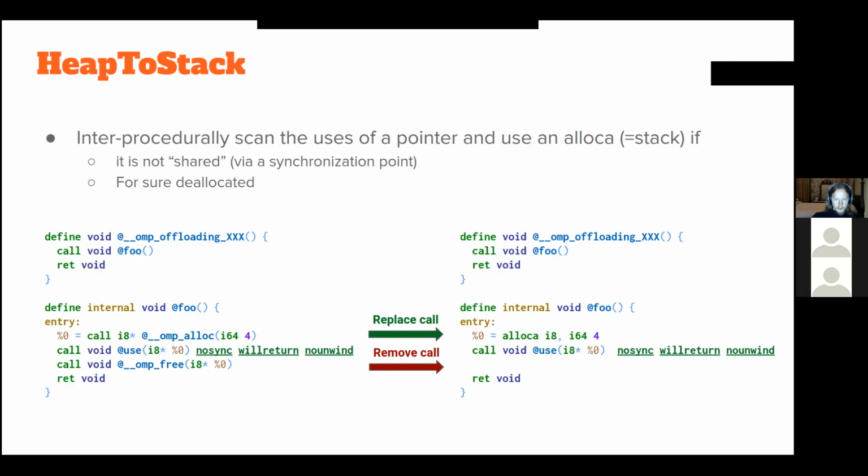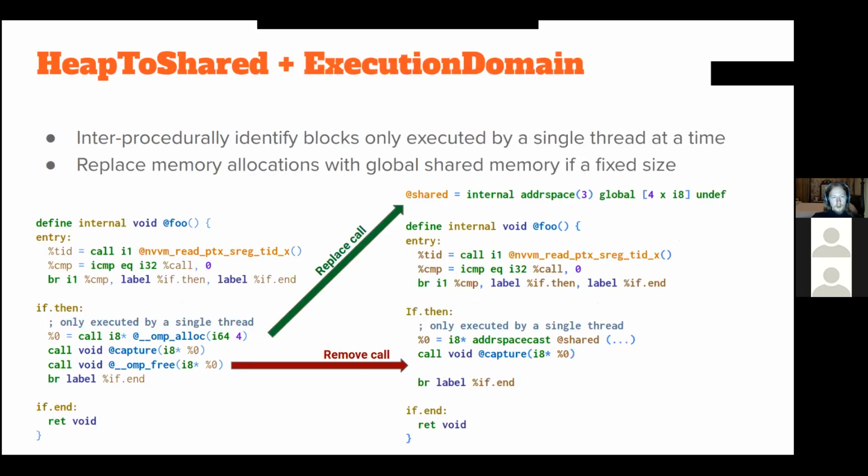And then additionally for these variables, if heap to stack doesn't succeed, we can still try to get rid of this globalization by using the heap to shared optimization. Heap to shared also uses the execution domain attributor to interprocedurally identify blocks that are only executed by a single thread. Now, if it's only executed by a single thread, then we can identify these runtime calls and replace the memory allocations with global memory of a fixed size, because we know that only one thread is allocating it, so we only need that much memory.